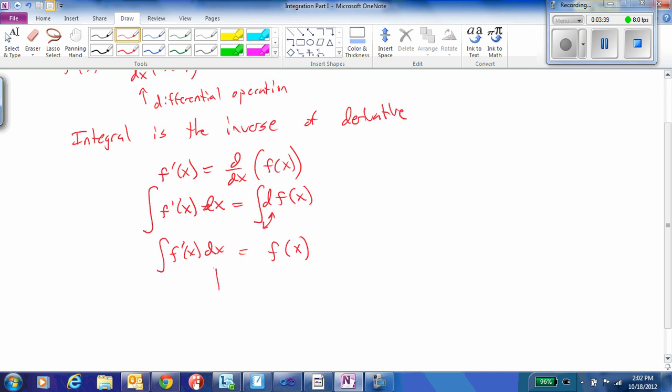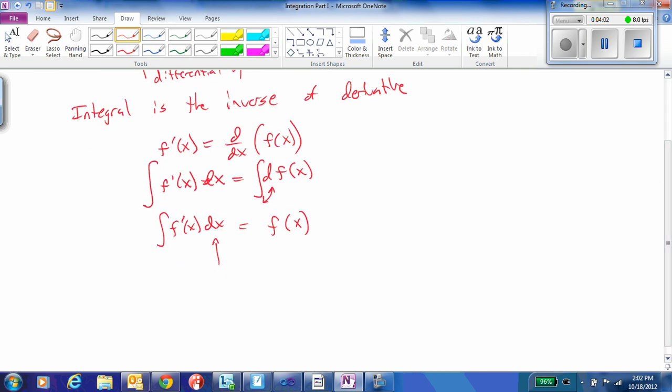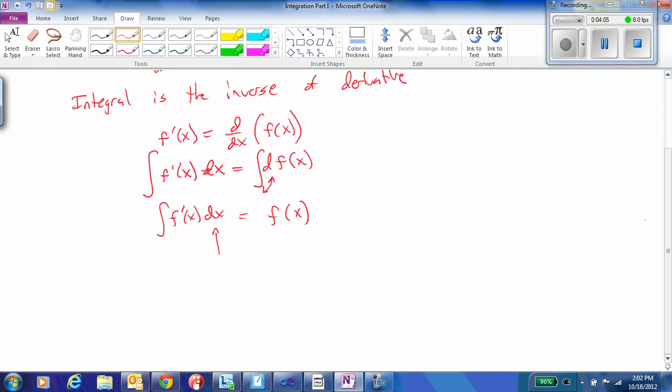And a lot of people are very confused as to why this little dx is in there. What do you do with it? Well, by looking at it this way, as this differential operator term being multiplied through, it is the thing you're taking the integral with respect to. Same thing as when you were originally talking about derivatives. You were taking derivatives with respect to a specific variable. Here you are taking the integral with respect to a specific variable. Now, just like the derivative had an interpretation as the slope of the original function, the integral has a physical representation or interpretation as well.